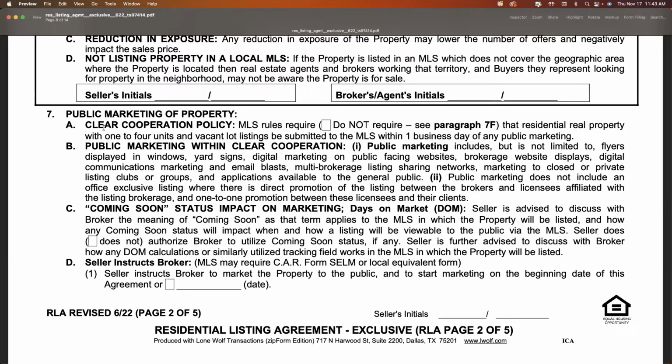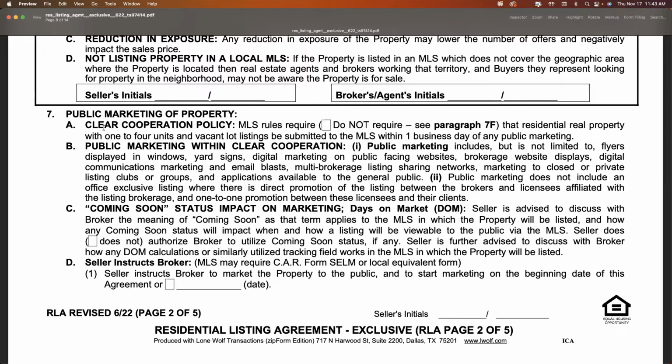Next, if I put it as registered and I start marketing it and then don't make it active within a day of that marketing, I also will get a $2,500 fine if somebody turns me in or if I get caught. The next one is if it's coming soon and I show it to somebody and I get caught showing it while it's coming soon, $2,500 fine.